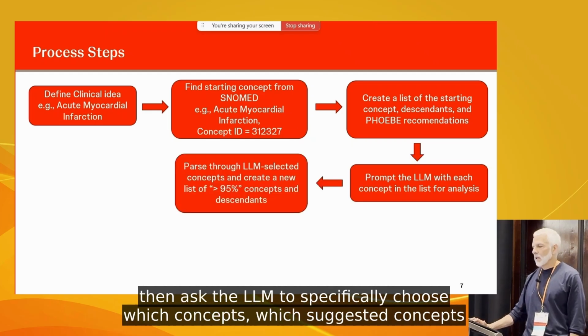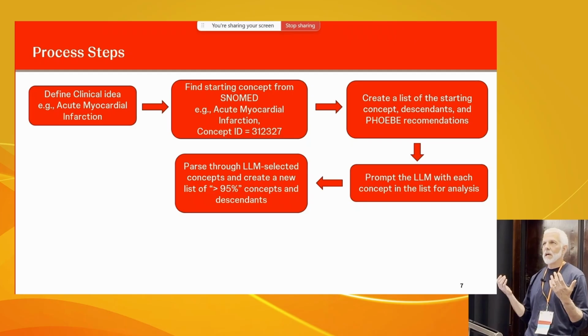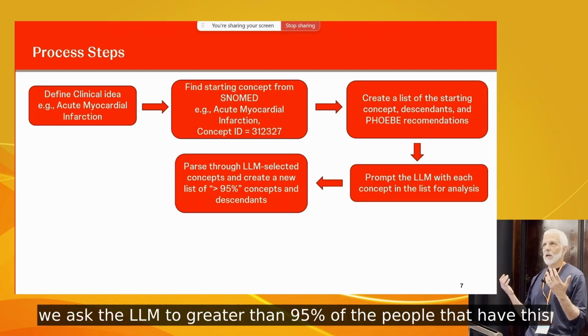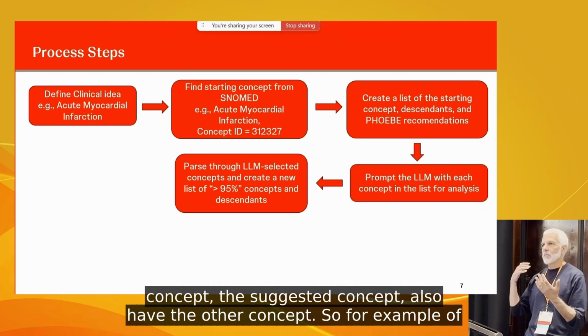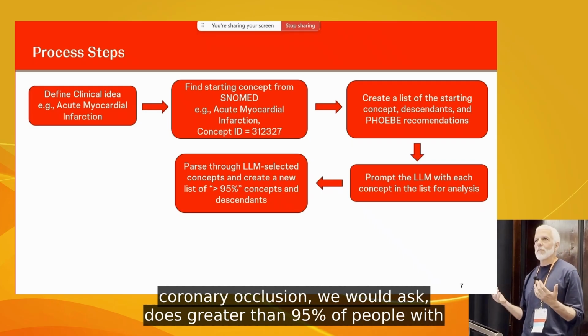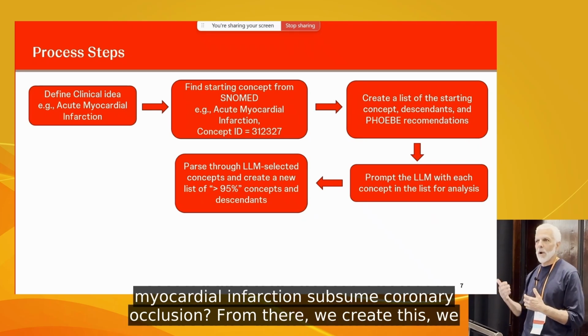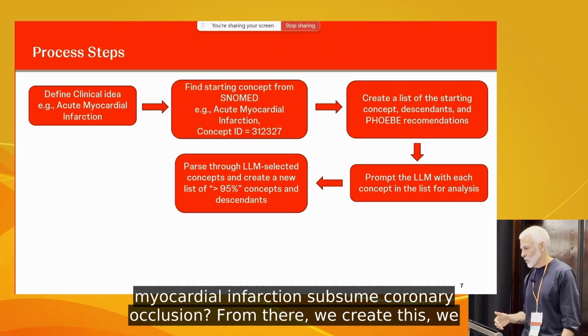We then ask the LLM to specifically choose which suggested concepts belong in the main concept, and the criteria that we use is that we ask the LLM, do greater than 95% of the people that have the suggested concept also have the main concept. So for example, for coronary occlusion, we would ask, do greater than 95% of the people with coronary occlusion have myocardial infarction? So is it subsuming? Does myocardial infarction subsume coronary occlusion?